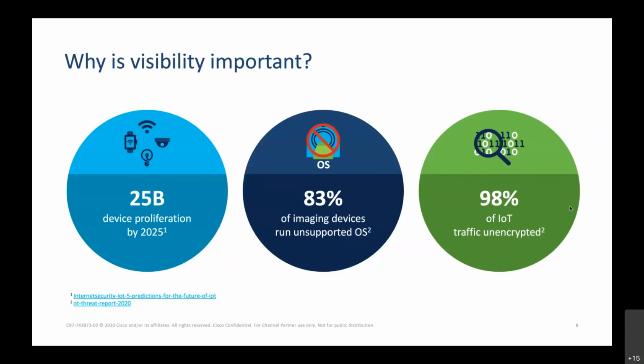A recent Gartner study found that 83% of imaging devices in healthcare environments are running unsupported operating systems, some of which are still running Windows 7, believe it or not. So not only are IoT devices proliferating and more of them joining the network, it can become increasingly difficult to monitor and make sure that these devices are running the latest operating systems, latest patches, and things like that. And again, that can lead to an increased attack surface. And finally, that same study found that 98% of IoT traffic is unencrypted, right?